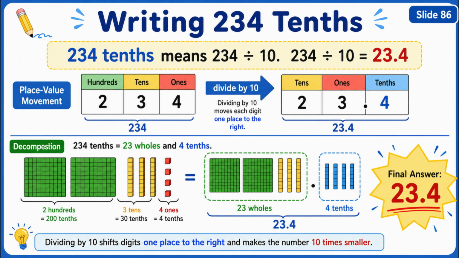Writing 234 tenths. 234 tenths means 234 divided by 10. Since 10 tenths make one whole, we divide by 10. 234 divided by 10 equals 23.4. So, 234 tenths is 23.4.